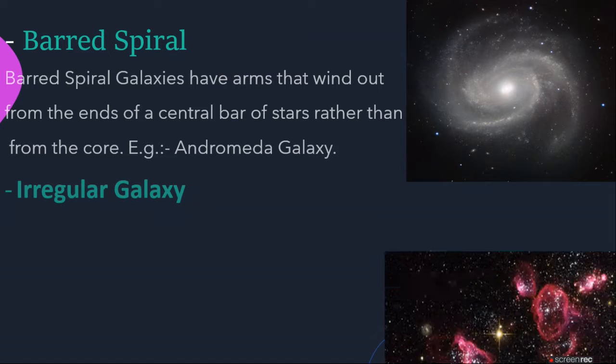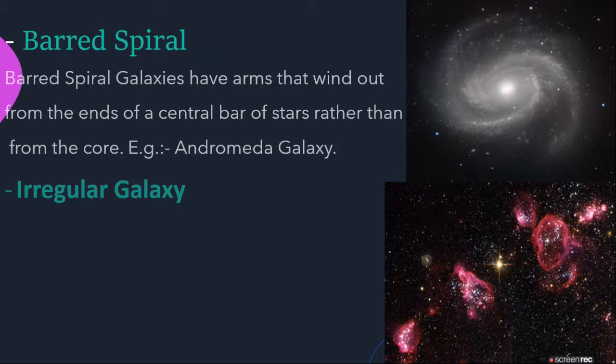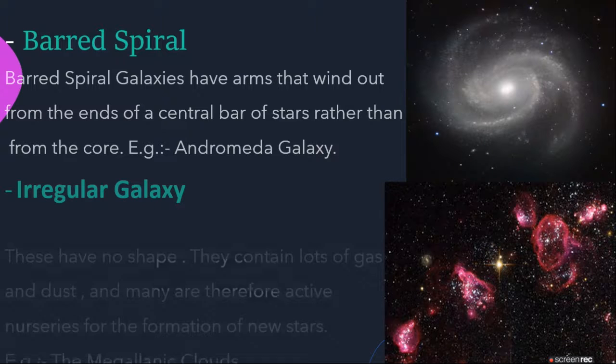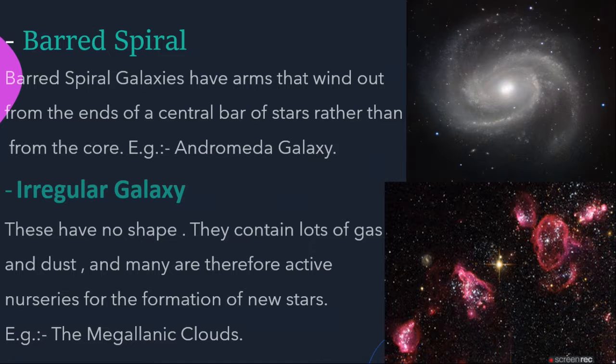Irregular galaxy. The name of this galaxy only tells us that these are galaxies which do not have a basic shape. They contain lots of gas and dust, and many are therefore active nurseries for the formation of new stars. For example, the Magellanic Clouds, which you can see in the picture.